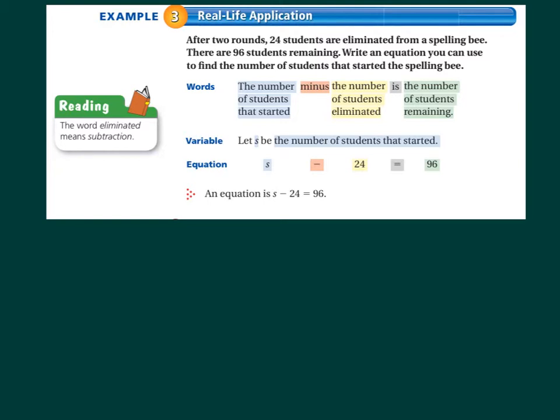Again, I try to add these boxes every time I can when I'm putting together your videos. Looking here, we have one of those words that we can add. It says eliminated means subtraction, so I would add eliminated underneath your subtraction column in your table. That one's going to be pretty useful for us.